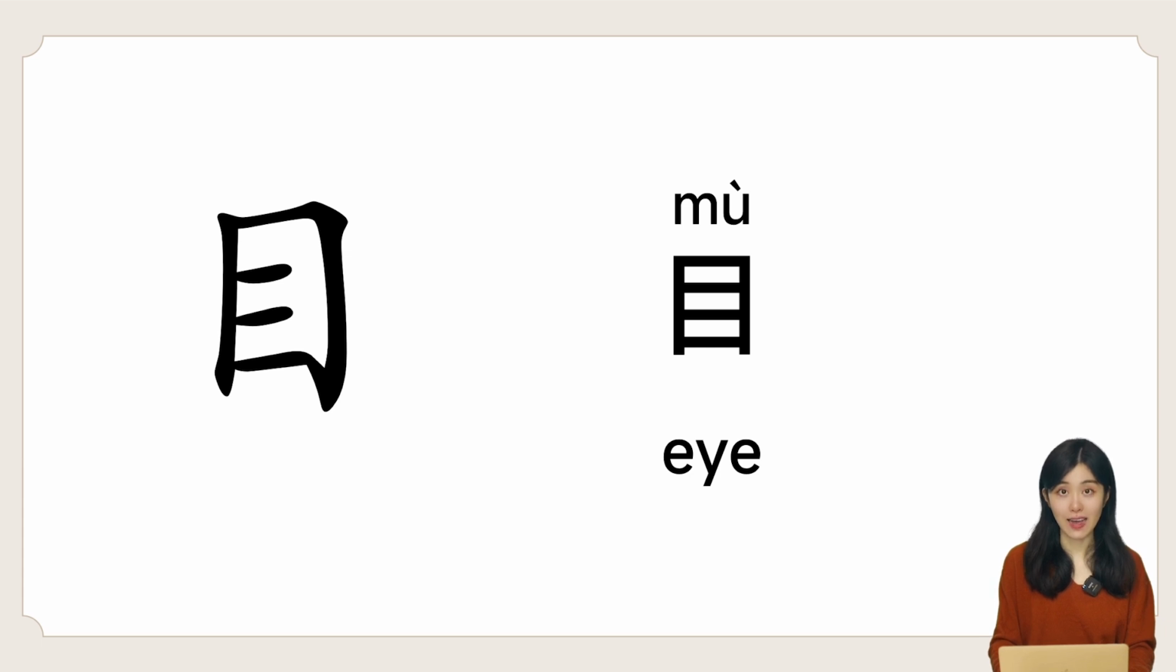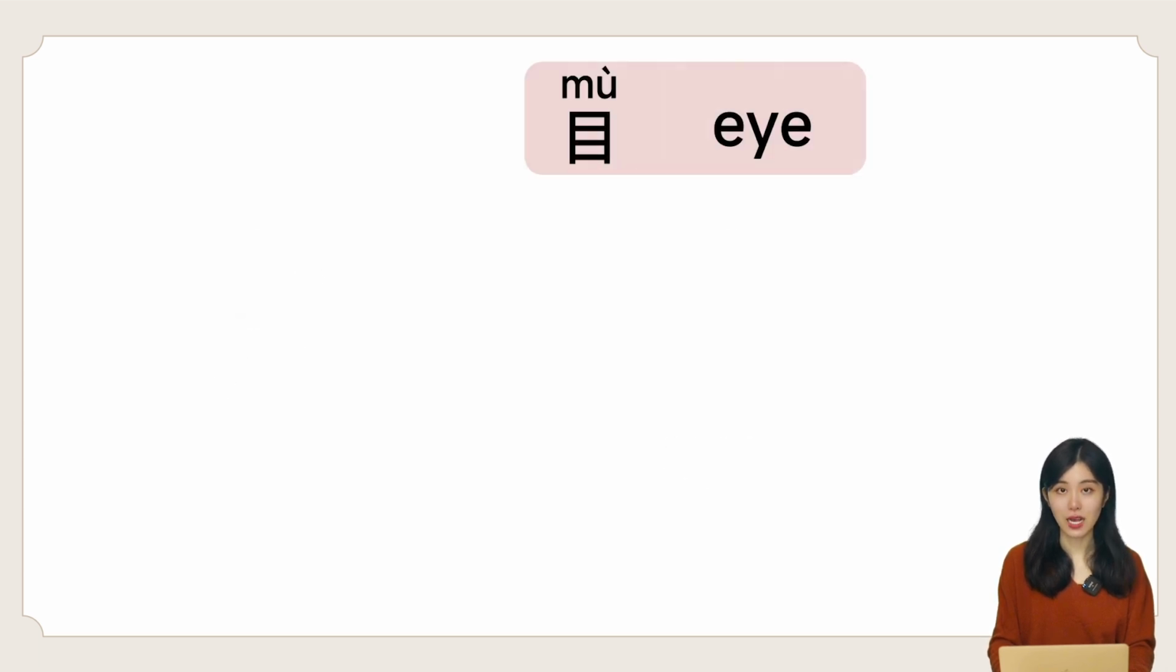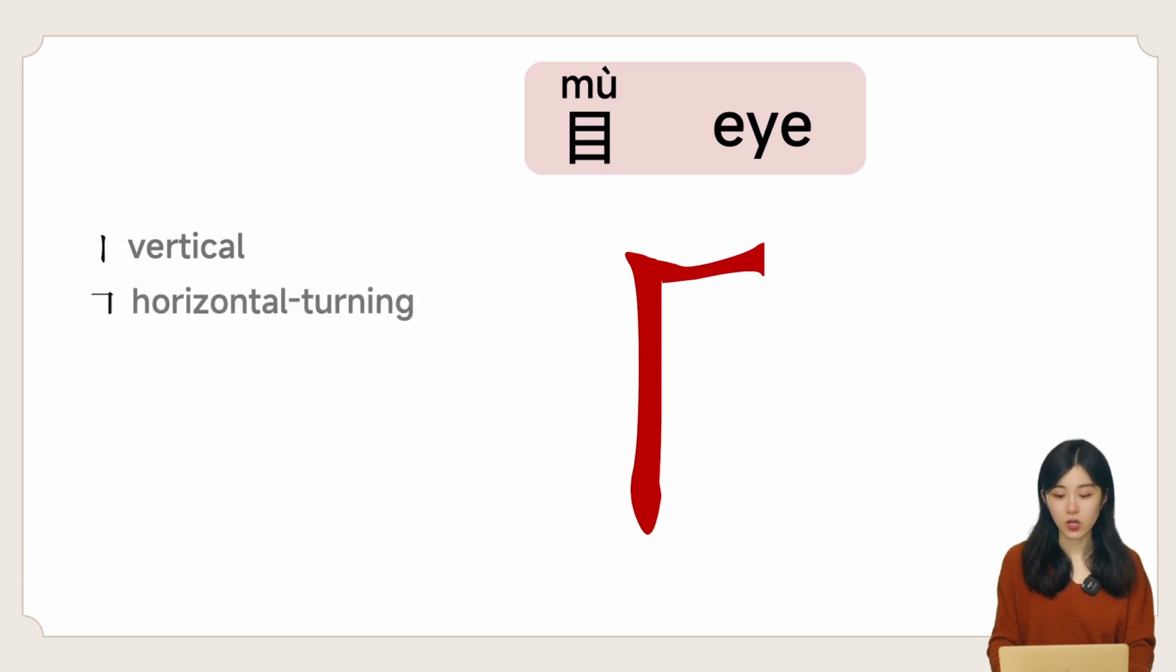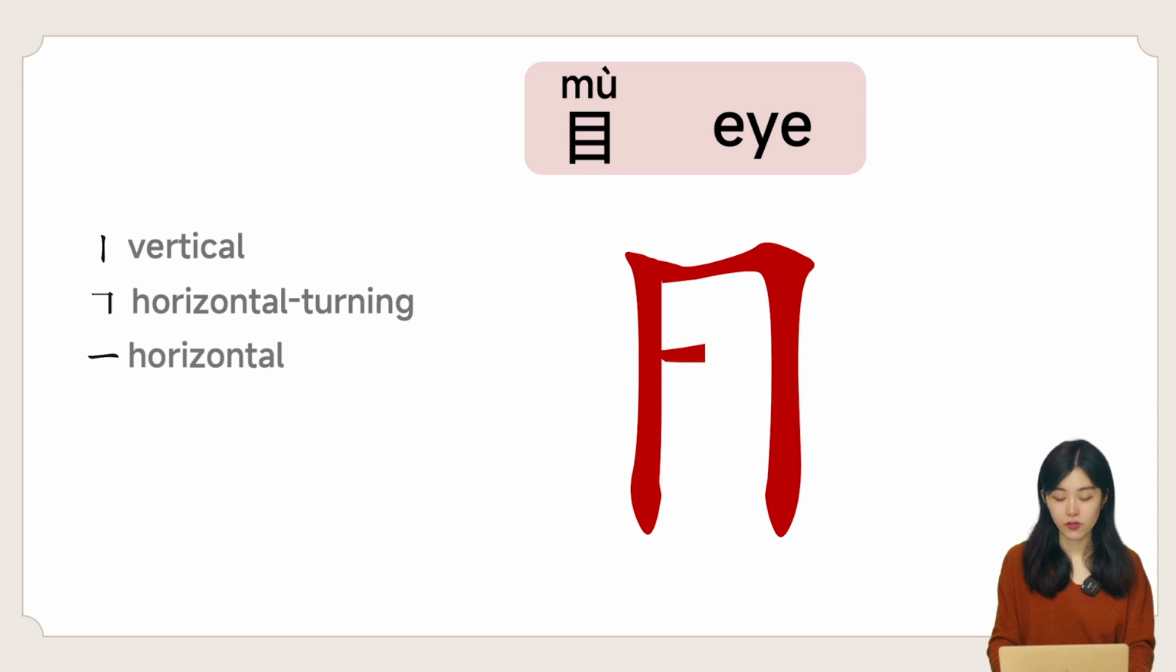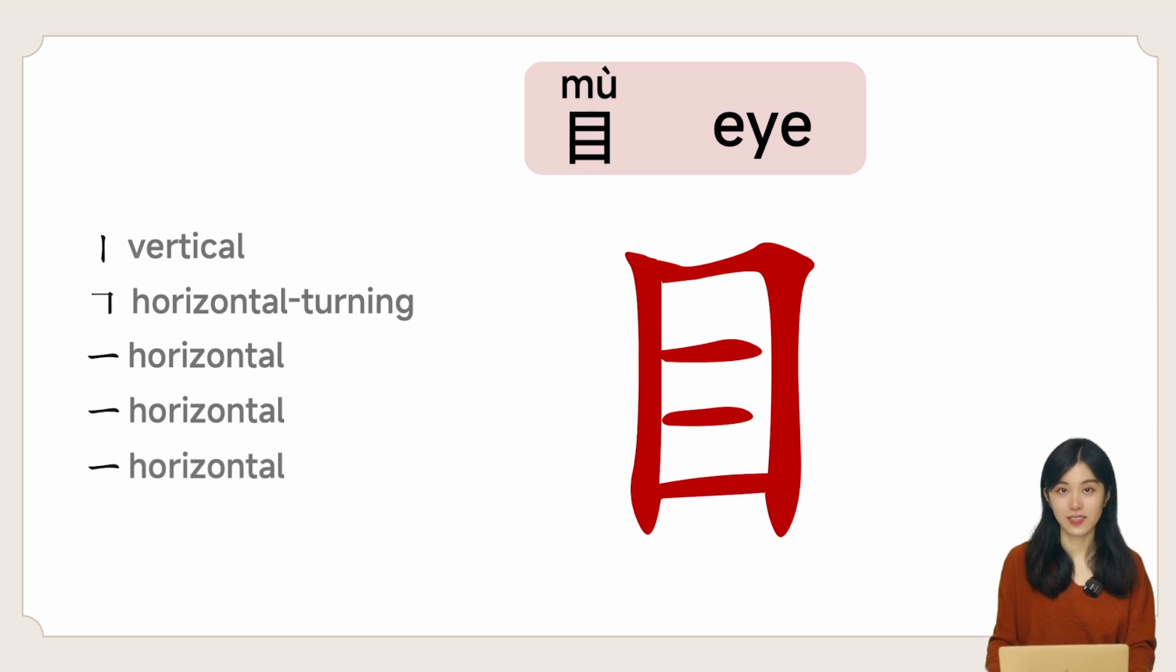目 means eye. Please read it after me. 目. See how to write it. We should write it from the outside to the inside and from the left to the right. So first we write the vertical stroke. Next, horizontal turning. Then, horizontal stroke, a horizontal stroke. Finally, the horizontal stroke. Great. Please try to write it after me.